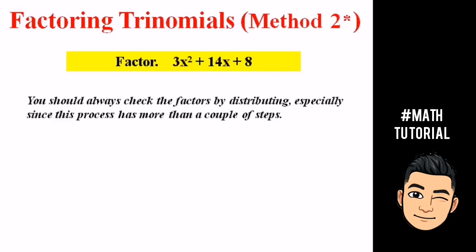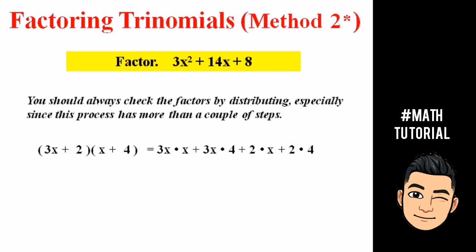To check our answer, we just use the FOIL method. We just multiply each term and then combine like terms to get the product. So, let's see if we will get the original trinomial 3x squared plus 14x plus 8 when we multiply our answer 3x plus 2 and x plus 4.